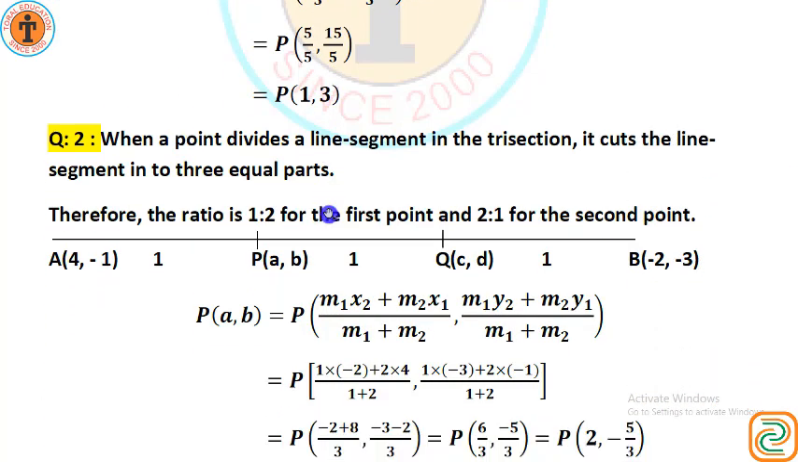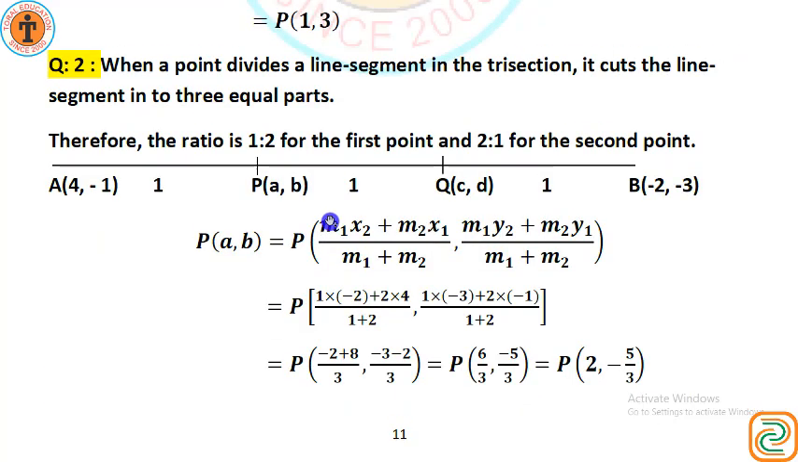Question number 2. Find the coordinates of the points of trisection of the line segment joining (4, -1) and (-2, -3). Trisection. Here I have drawn a line segment AB, A(4, -1), B(-2, -3). Because this is trisection, that means 3 equal parts. AP equals PQ equals QB, right? 3 equal parts, that is trisection.